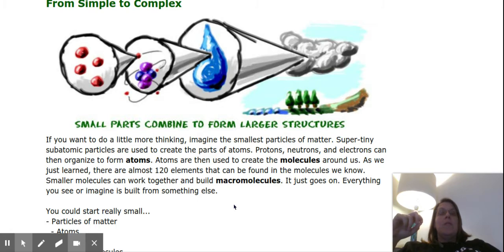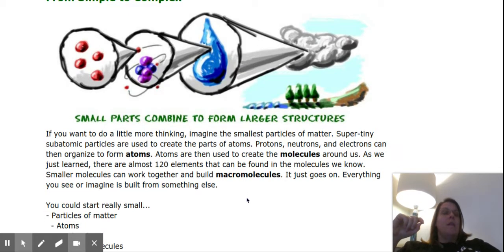As we've just learned, there's almost 120 elements that can be found in molecules that we know. Smaller molecules can work together to build macromolecules because they're just big. Macro means big. It just goes on. Everything you see or imagine is built from something else.